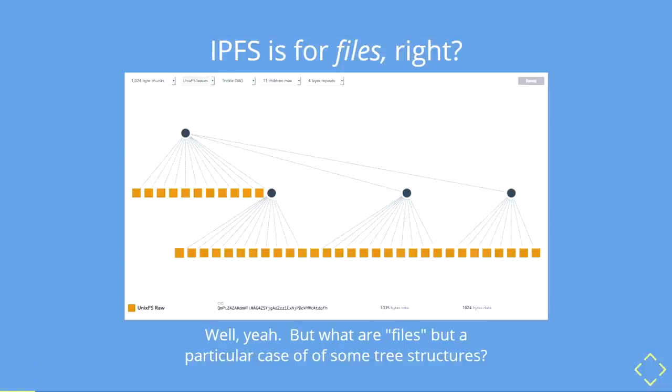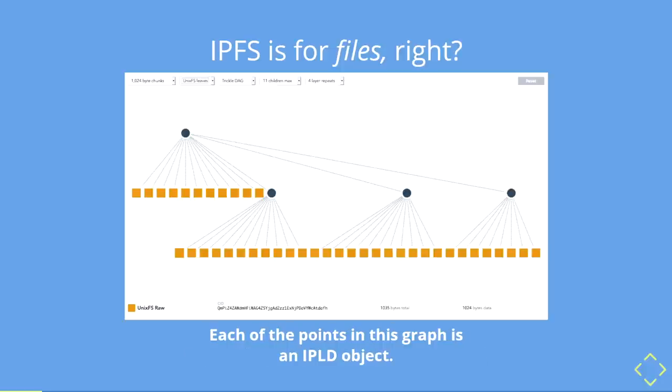IPFS, the FS stands for files, right? But files, well, what are they? Except a very particular case of some tree structures. When we're doing stuff on disks, we have B-plus trees spraying the bytes around. When we're building larger systems and like network systems, it's the same stuff. Files are just a graph.